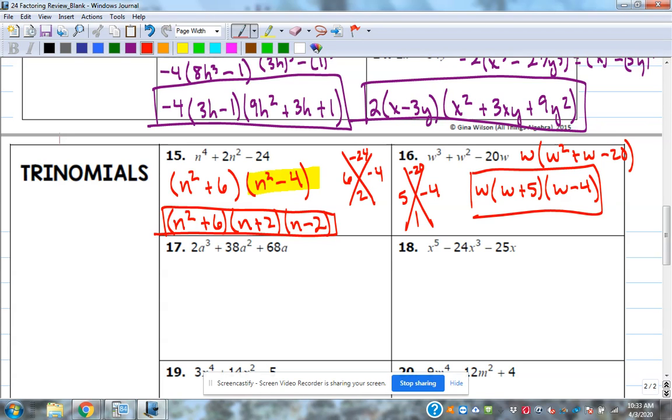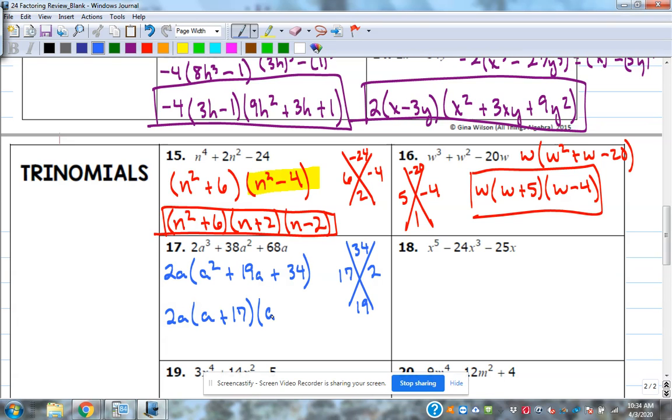Okay, let's look at number 17. We have 2a cubed plus 38a squared plus 68a, and we want to factor that. So I'm going to use GCF first because they're all even and they all have a's. So 2a, and that leaves us a squared plus 19a plus 34. And then I'm going to do the x method on that. So multiply to be 34, add to be 19: 17 and 2. And again, I can use my shortcut: a plus 17, a plus 2.